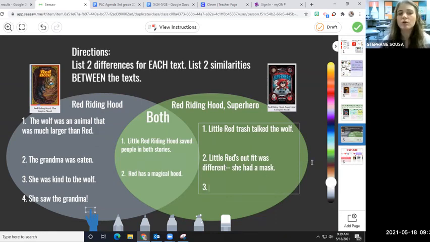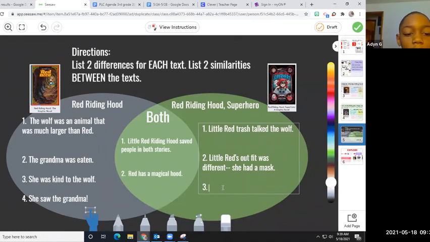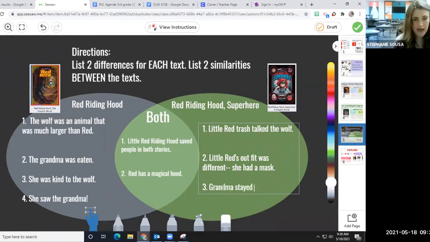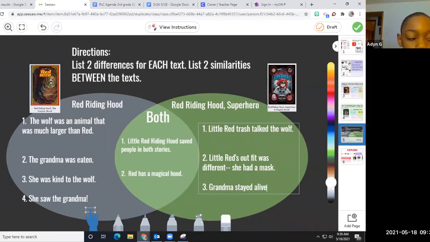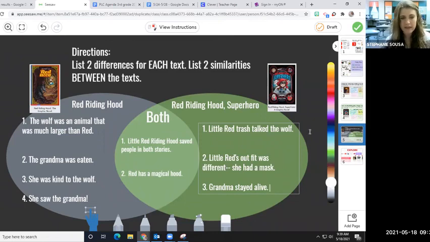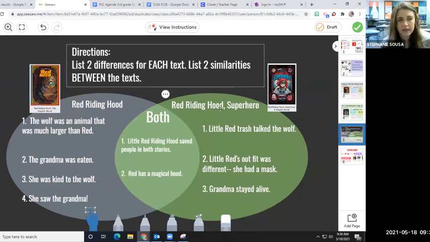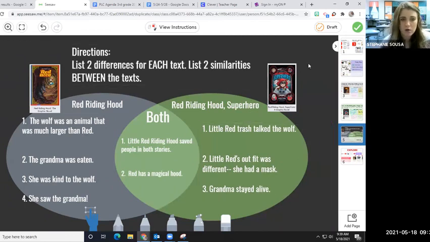Something else that was only true about the fractured version. Yes, Aiden G. Her grandma did not die. Grandma stayed alive. She did. Grandma stayed alive, right? Wolf did not eat her. And even if the wolf had one, he didn't want to eat her. He just wanted to kidnap her, right? So differences there. Okay, excellent.